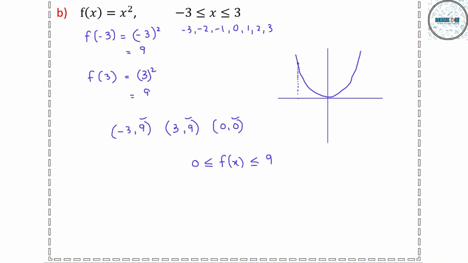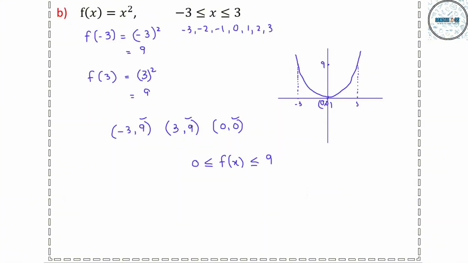At -3, it is 9, and at 3 as well, it is 9. The greatest value of y is 9, and the smallest value of y is 0. So the range is from 0 till 9. And we have got 0 when the value of x is 0. So x is 0 is in the domain, so this is also to be a part of the range.